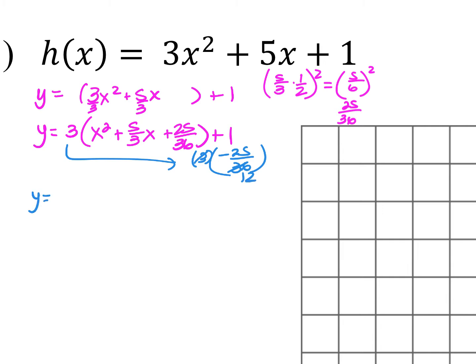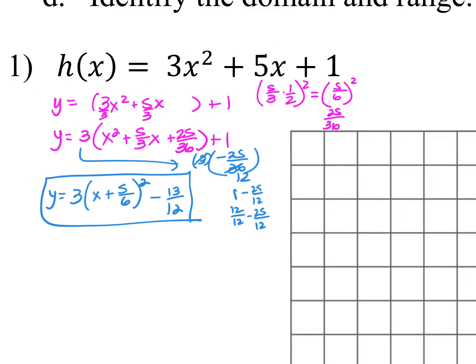So I get y equals the 3 still in the front, square root the first term, square root that 25/36, take the sign from the middle, put it in parentheses, square it, and then this would be positive 1 minus 25/12, or 12/12 minus 25/12, which is negative 13/12. So there's your standard form.